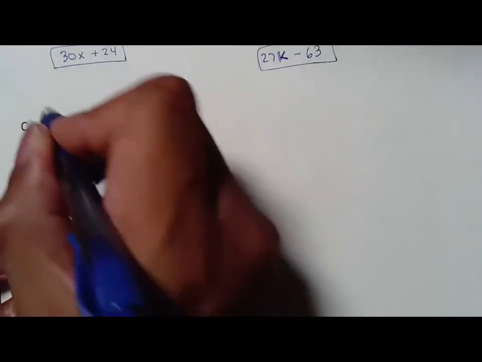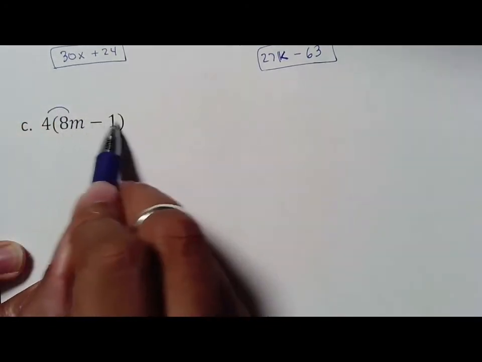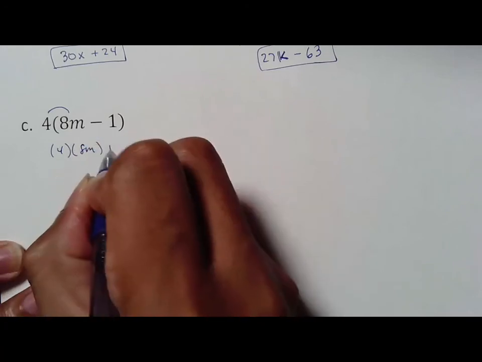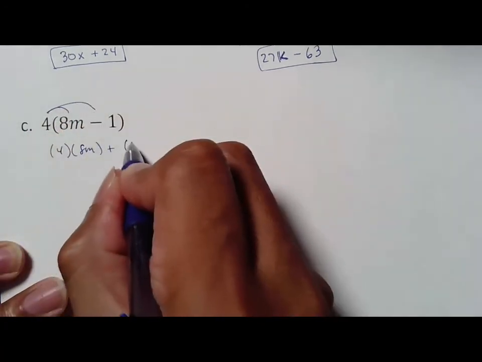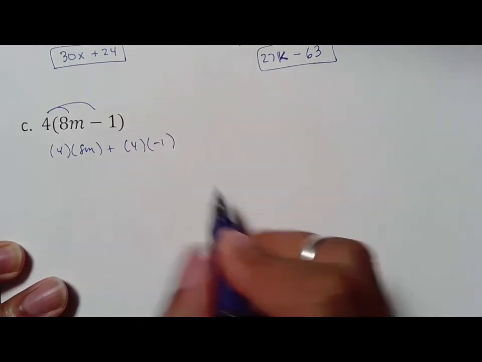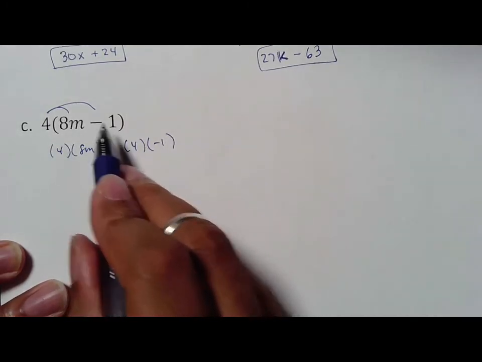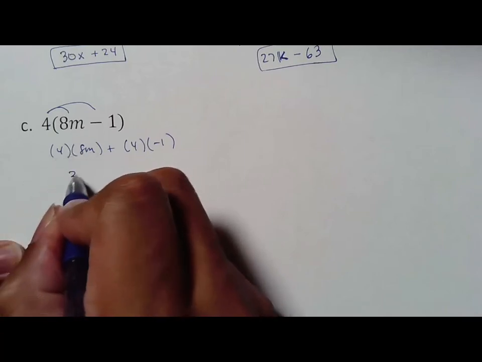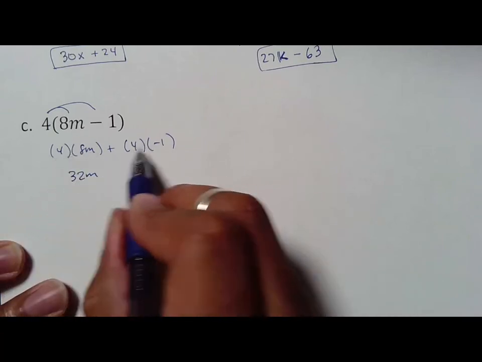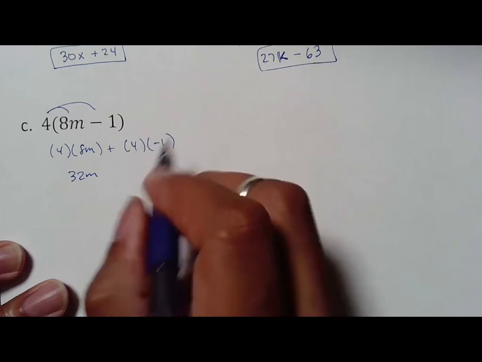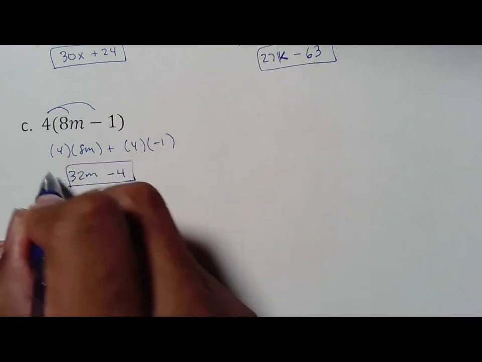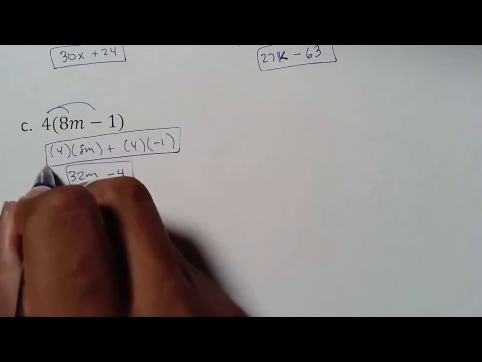4 times 8m minus 1. Again, in this situation, these two are friends. So 4 meets 8m, and 4 meets negative 1. Again, always a plus to connect. Always leave that negative with the number. This here, 4 times 8 is 32. Again, bring down the m. And as I just said, when the signs are different, it's going to make a negative 4, not a positive 4. And that represents your second answer, or second box.